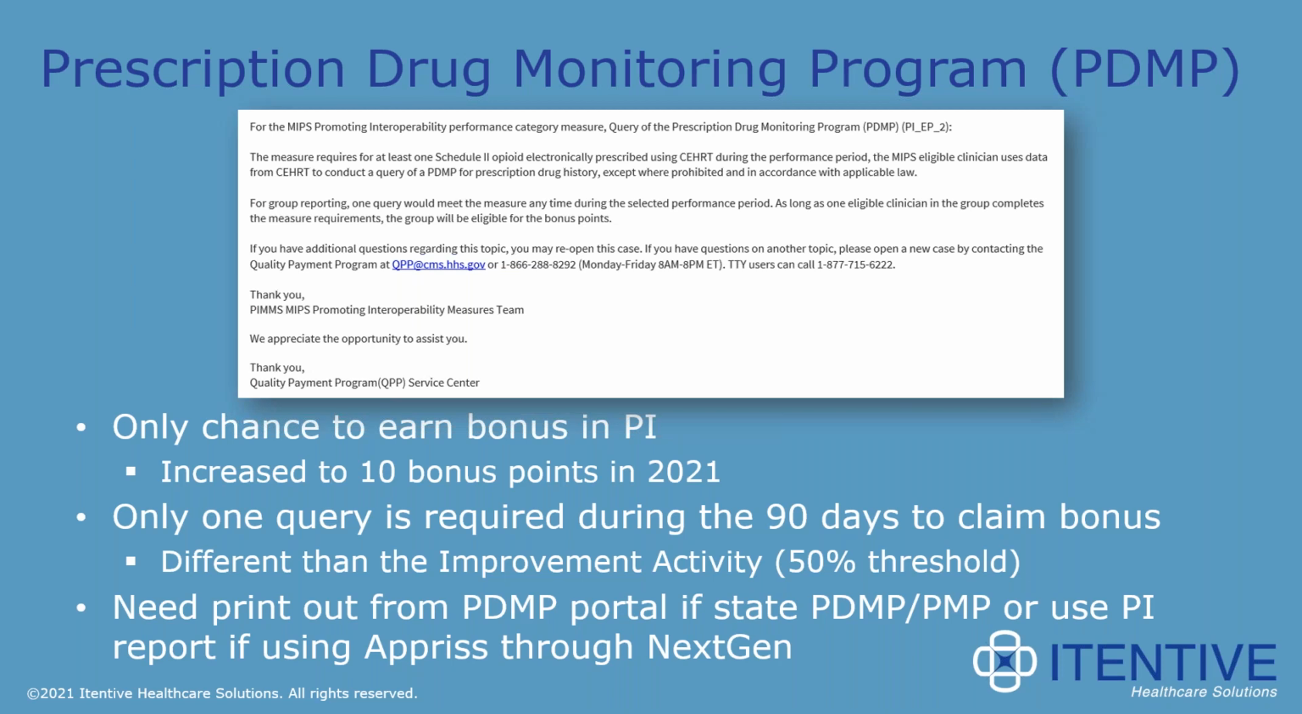Now, this is different than the improvement activity requirement. Since you have to be for an improvement activity to claim credit for this, you would have to have 50% of providers doing this for over 75% of instances where this is required. So be aware of that difference. But if you would like to claim this, you just need a printout from the PDMP portal that proves you're registered and shows an example of this being used during your 90-day period. Most PDMP portals I've seen by state are pretty easy to navigate and get this exported.